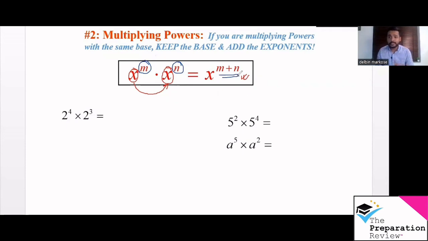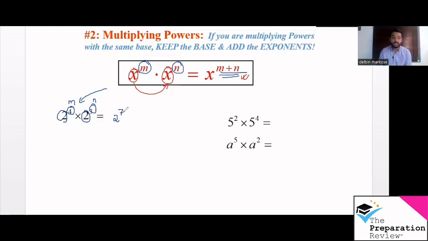Now let's try to understand the meaning of it, and let's apply this rule. Let's consider 2 to the power 4 times 2 to the power 3. If I follow this rule, all I see is that the bases are the same and we are multiplying two exponents. Therefore I can just add these two exponents, m plus n. So the base is 2 and this is m, this is n. So this will be 4 plus 3, that's 7.